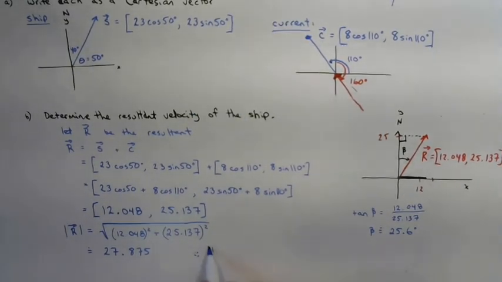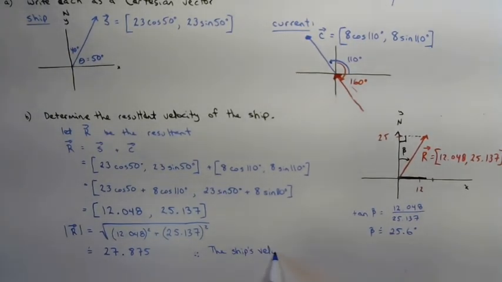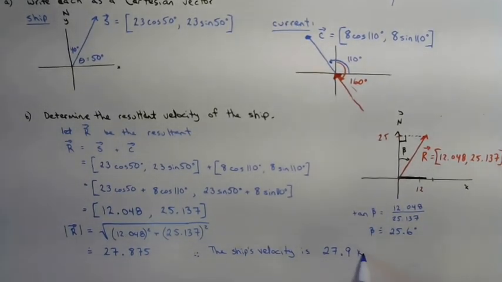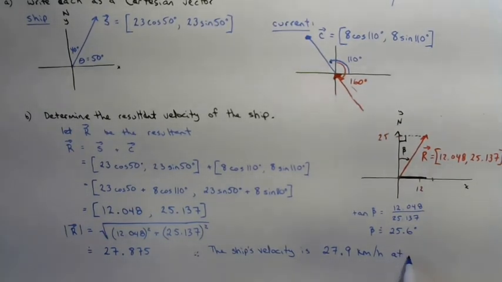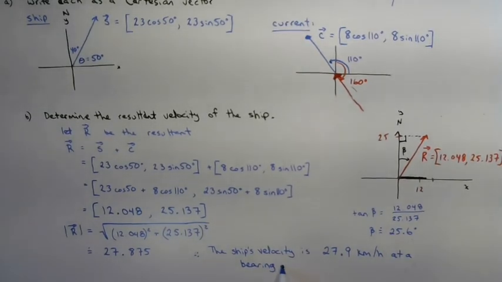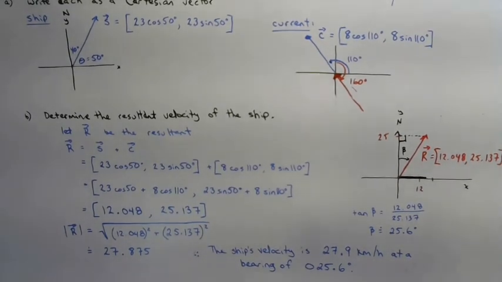Okay, so the resultant velocity of the ship. Therefore, the ship's velocity is 27.9 kilometers per hour at a bearing of 25.6 degrees.